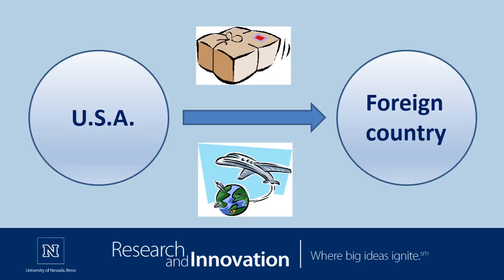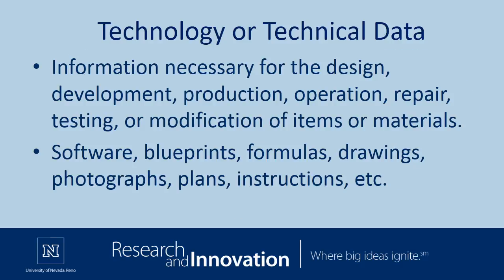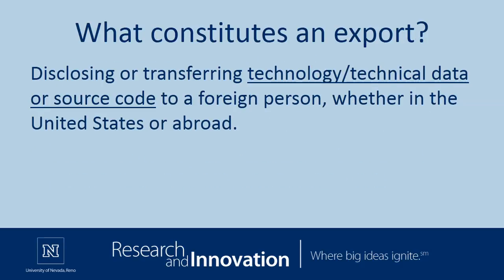The second kind of export applies to information and technology. Let me first define technology. Technology is the information necessary for the design, development, production, operation, repair, testing, or modification of an item or material. Technology can be in many forms such as software, blueprints, formulas, drawings, photographs, plans, and instructional manuals. Technology is exported by disclosing or transferring it to a foreign person, whether it is in the United States or abroad.